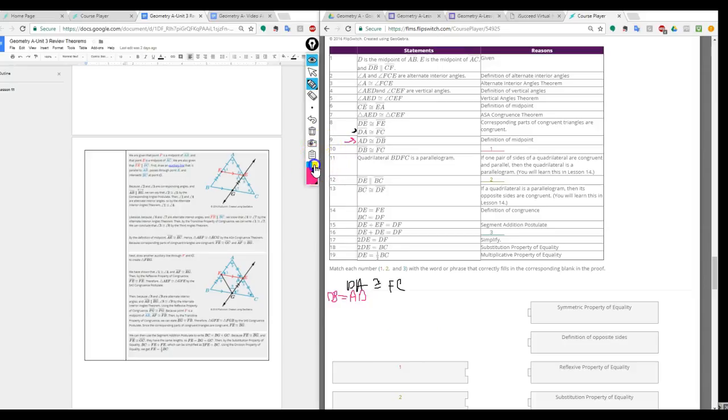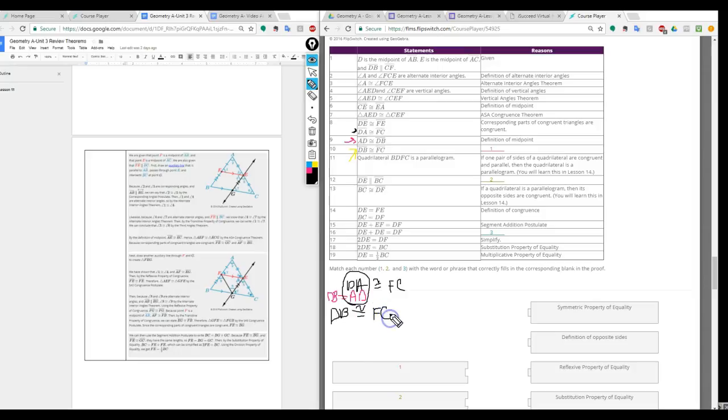And so how did they come up with this statement, that DB was congruent to FC? This is the transitive property of equality because we have this link right here. The DA and AD is the same segment, but we have that DB is equal to it. We also have that FC is equal to it. So we can state that DB is congruent to FC.